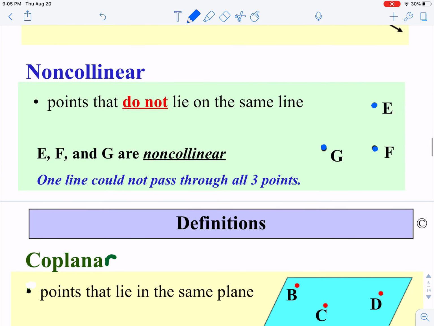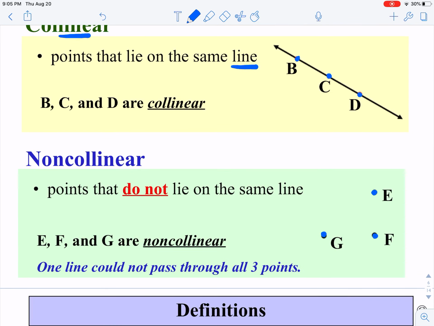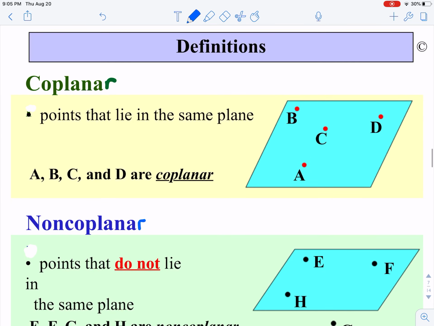Technically, any 2 points are considered to be collinear because you can make a line out of any 2 points. You would simply connect them. Okay, next, same concept here.